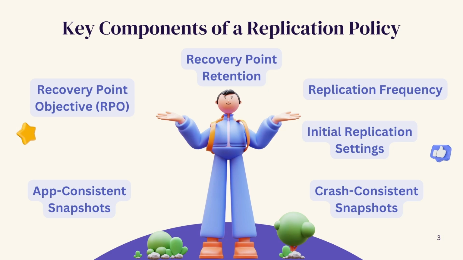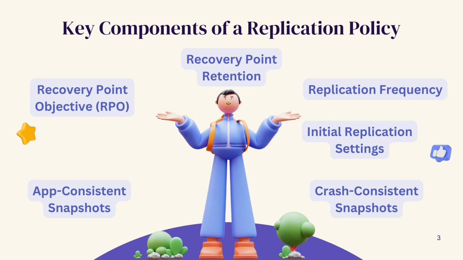Replication frequency. This determines how often data is replicated. Common frequencies include every 30 seconds, every 5 minutes, or every 15 minutes, depending on the criticality of the workload. Application consistent snapshot. These snapshots ensure that data integrity is maintained for transactional systems like databases by capturing the application state along with the data.